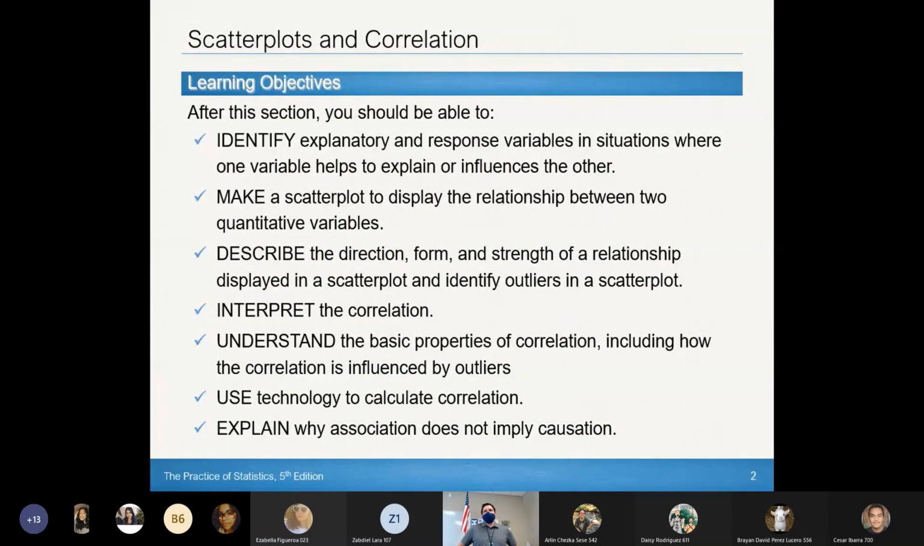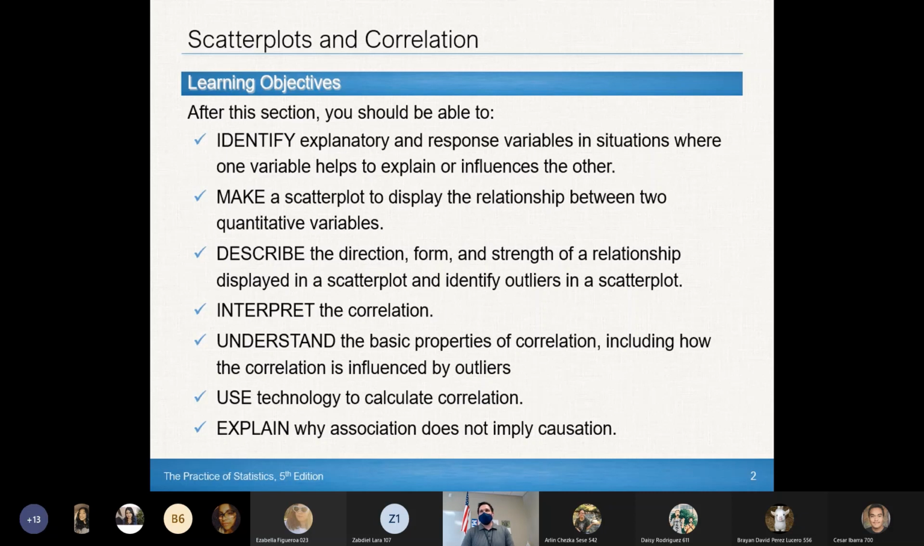All right, our objectives today in this section. We need to be able to identify explanatory and response variables in situations where one variable helps to explain or influences the other. Make a scatterplot to display the relationships between 2 quantitative variables. Now, remember, if you're taking the AP exam, you're not going to be expected to draw or produce any graphs, scatterplots, dot plots, any of those things. You may need to have it pop up on your calculator so you can use it. You might need to sketch one so you can use it to answer other questions, but you will not be able to submit those types of things. So it's going to be important to be able to use your calculator to produce these because it'll be faster than drawing it. And we'll go over that as well.